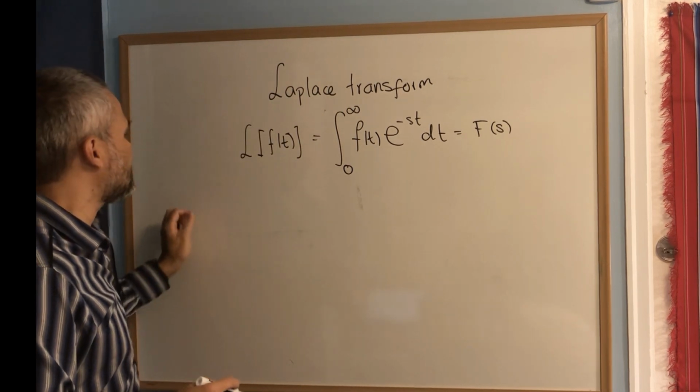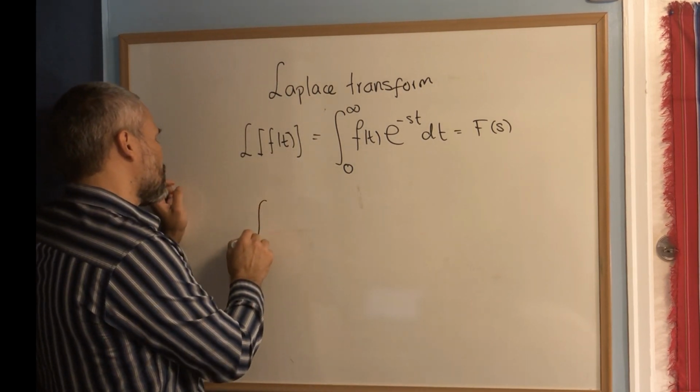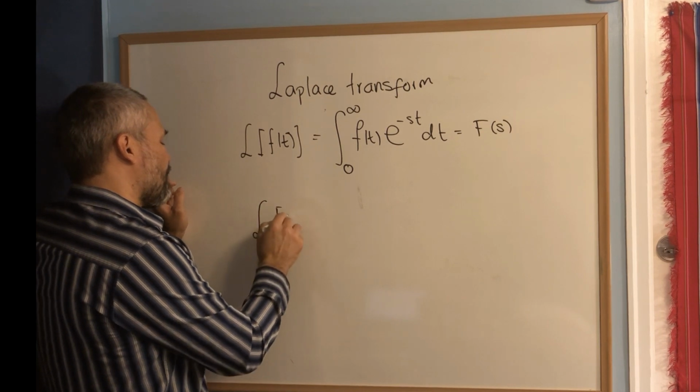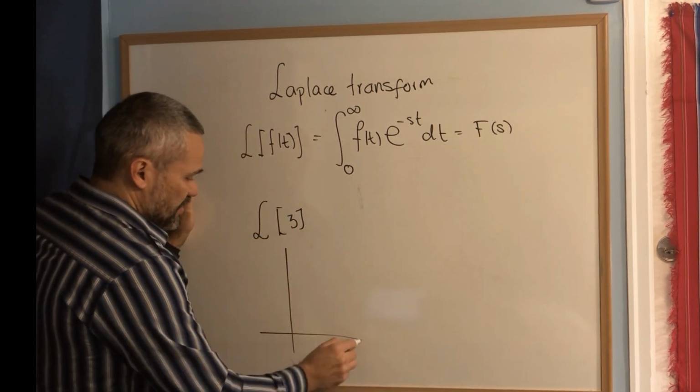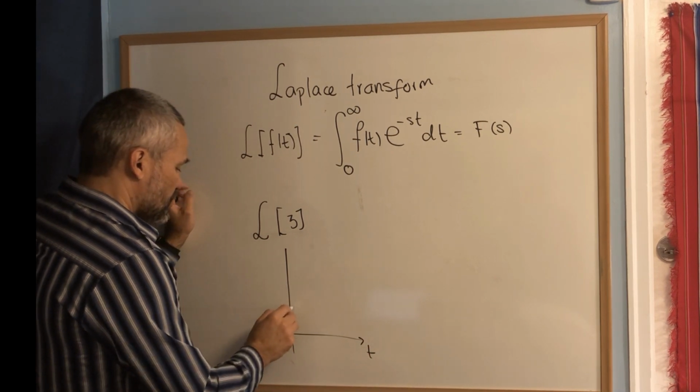Let's do our first example. Let's suppose that we want to do the Laplace transform of the function 3. Notice that we are going to start with this function. This is t, and the function 1, 2, 3.